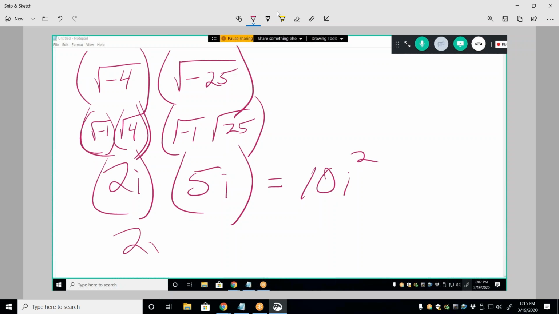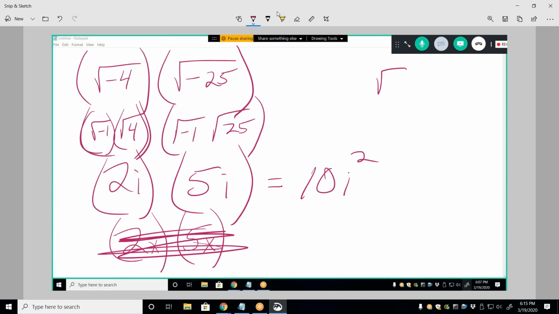Well, we're not done yet. Sorry, I'm still working you through it. If you had 2x times 5x, you would have 10x squared. So 2i times 5i works exactly the same. You get 10i squared. Now, i squared has to be dealt with. First of all, if the square root of -1 is equal to i, which it is, then what is i squared equal to? -1.